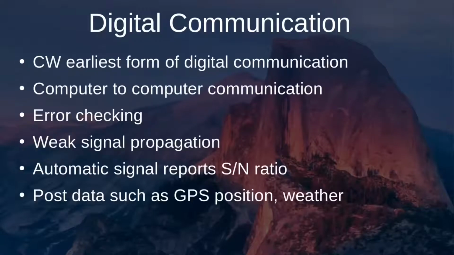The earliest form of digital communication can be thought of as Morse code, or CW. This is essentially turning a radio signal on or off to represent dits and das, or dots and dashes. Digital communication nowadays consists of computer-to-computer communications, or keyboard-to-keyboard communication. A lot of the more modern digital communication involves error checking of signals going back and forth.